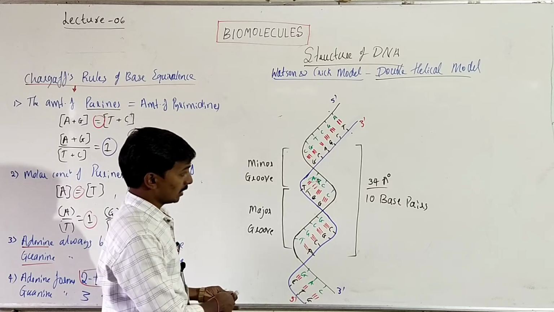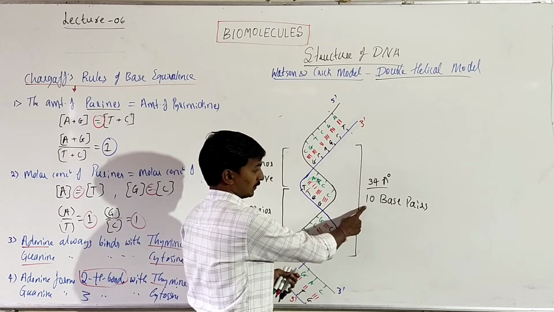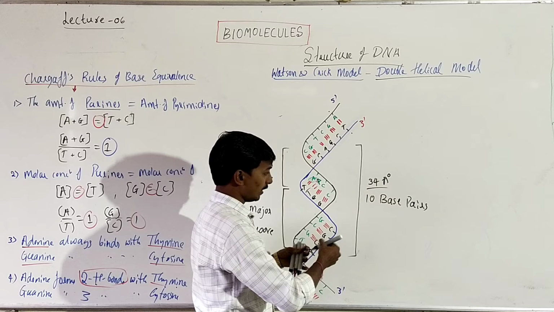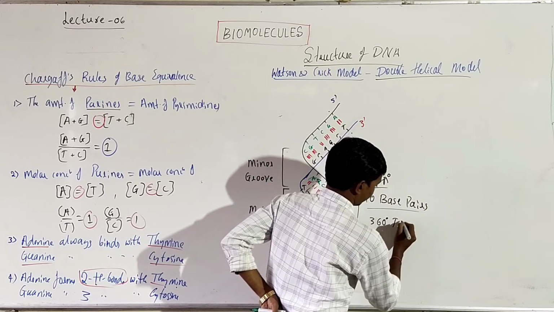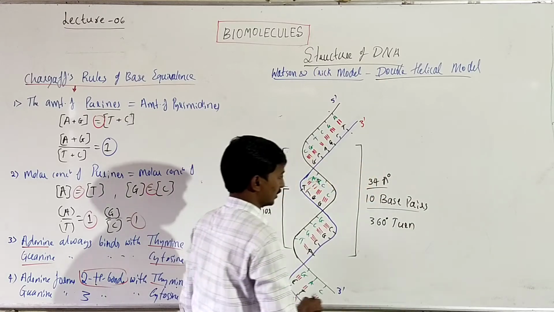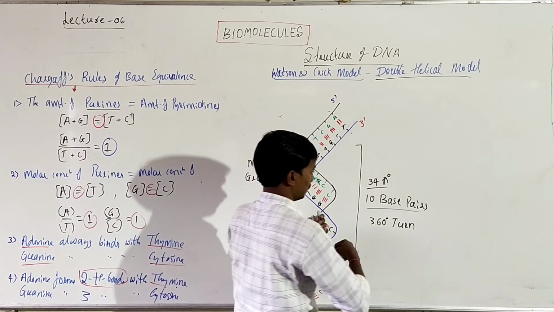Okay, when it is 34 angstrom for 10 base pairs and for 360 degree turn. 360 degree turn. This is called pitch.